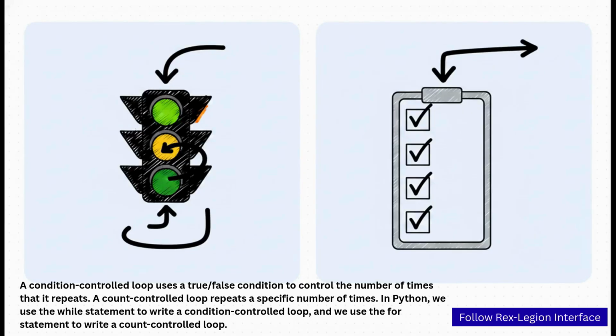Okay, so loops generally fall into two main categories. First, you've got your condition-controlled loops, which keep running as long as a certain condition is true. Then you have count-controlled loops, which run for a specific set number of times. Let's start by looking at that first type, the condition-controlled one.